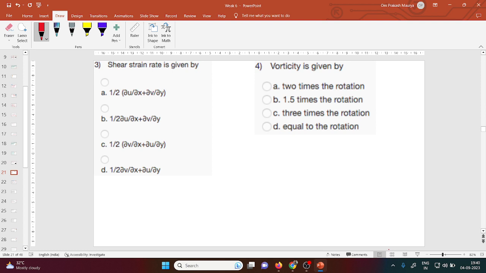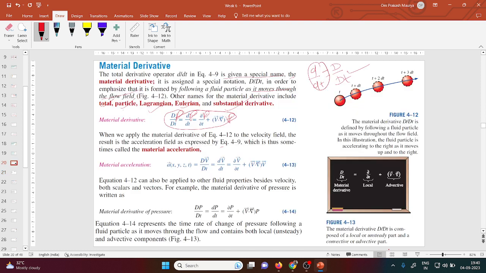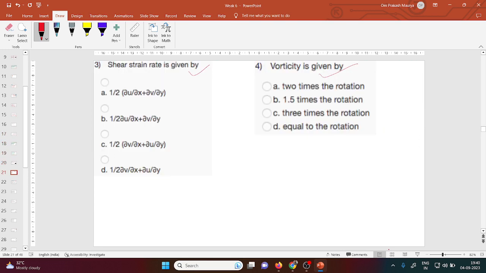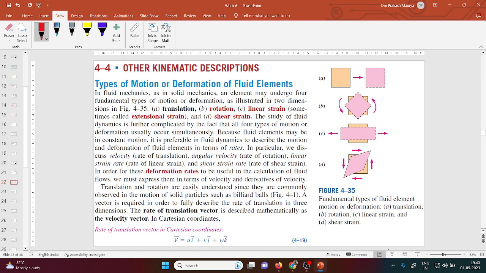The question is about the shear strain rate and vorticity. I want to tell something important: if these things are clear, then a problem will automatically be easy. In fluid mechanics, there are four types of deformation: translation, rotation, linear strain, and shear strain.